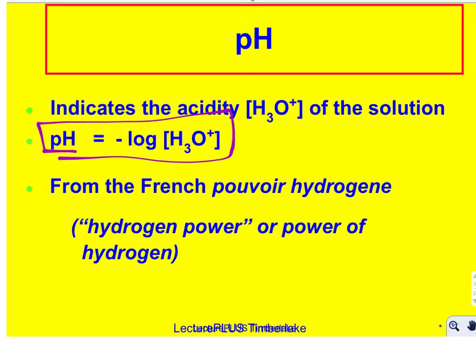The other equation you have on solutions involves pH. pH shows how acidic the solution is. All you have to do on your calculator, once you find the molarity of the H or H3O plus, is take the negative log of that number, and that tells you how strong your solution is. It actually comes from the French pouvoir hydrogène. Pouvoir is the P, hydrogène is the H. It actually means hydrogen power. The more hydrogen it releases, the stronger it is.